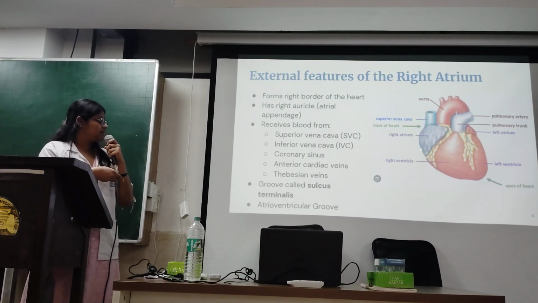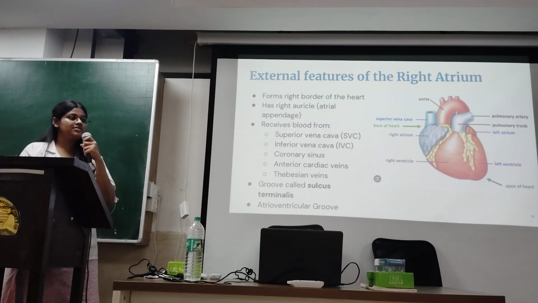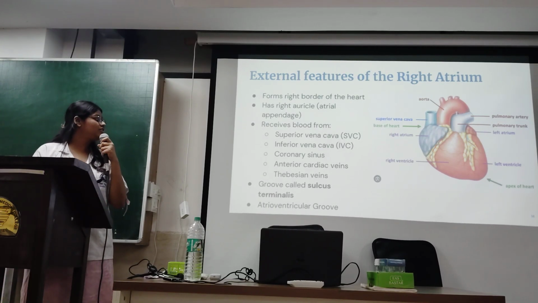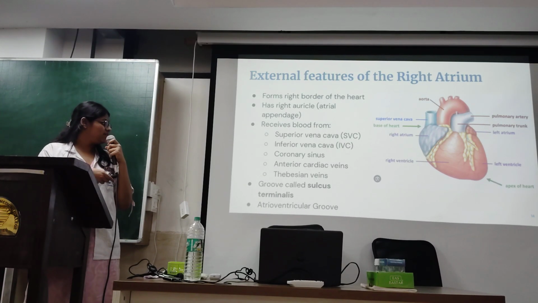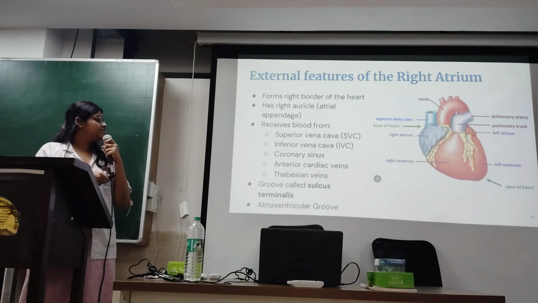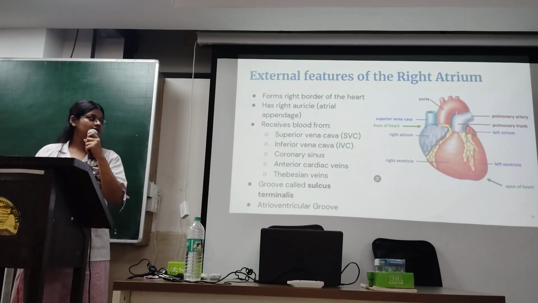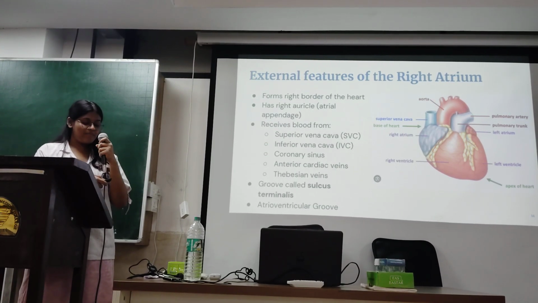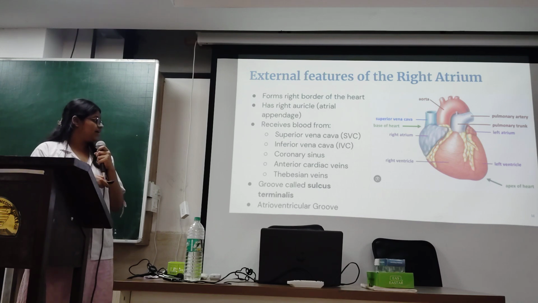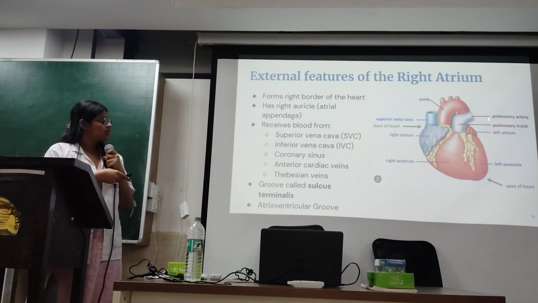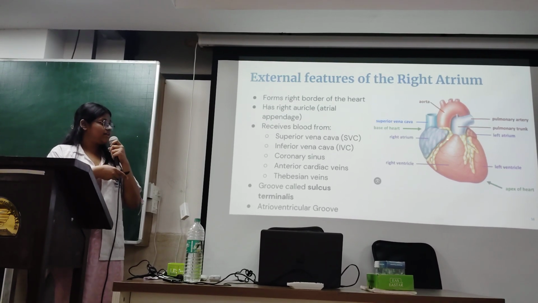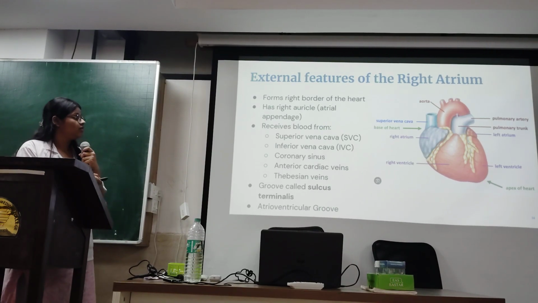border there is a groove called sulcus terminalis. It is formed due to an internal ridge called the crista terminalis. On the upper side of the sulcus terminalis is present the SA node, which is the pacemaker of the heart, and there is an atrioventricular groove which separates the right atrium from the right ventricle.